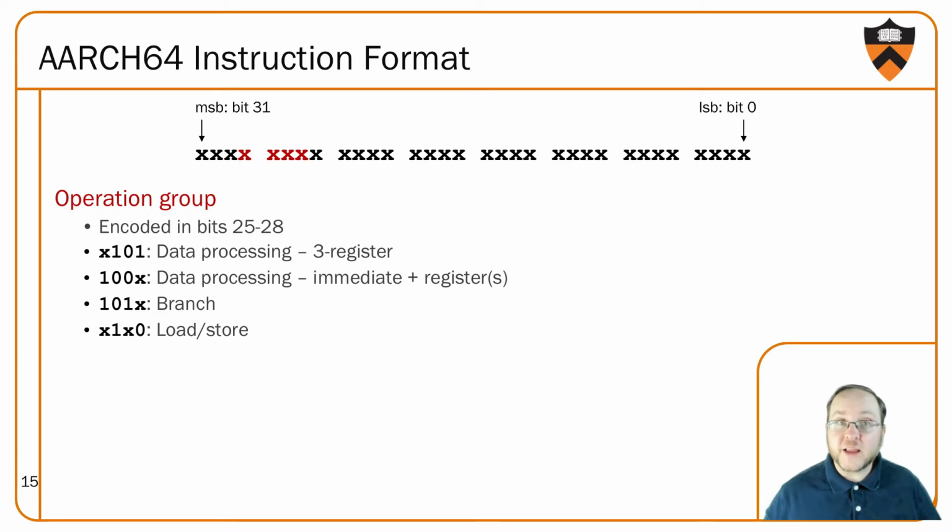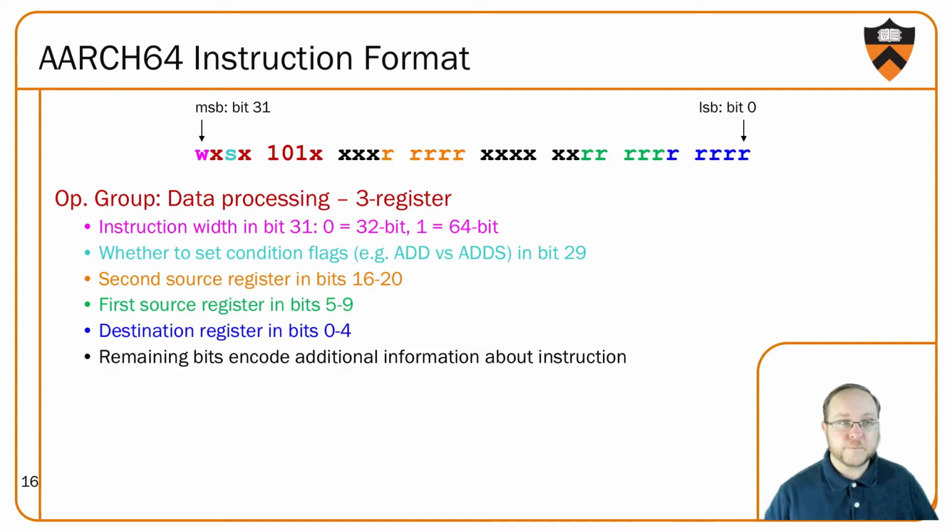When those bits are not used for the identifier of the op group, they are typically repurposed, often for the detailed opcode. We'll take each of these operation groups in turn, seeing one or more examples of each that might be relevant to you in assignment 6. So our first op group will be the data processing instructions with 3 registers.